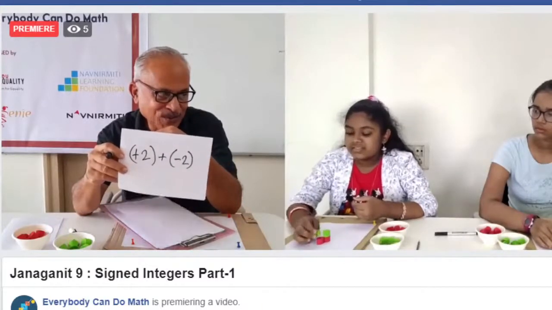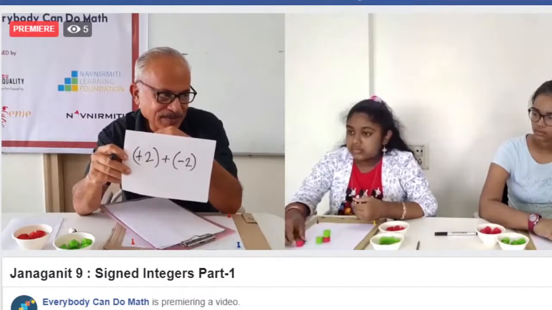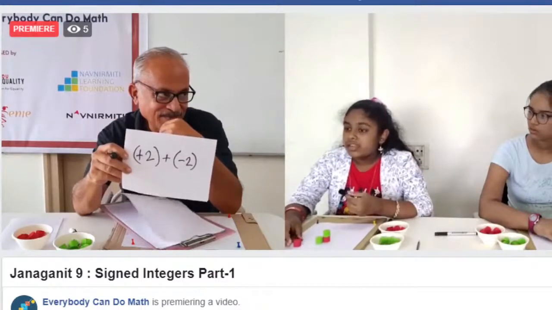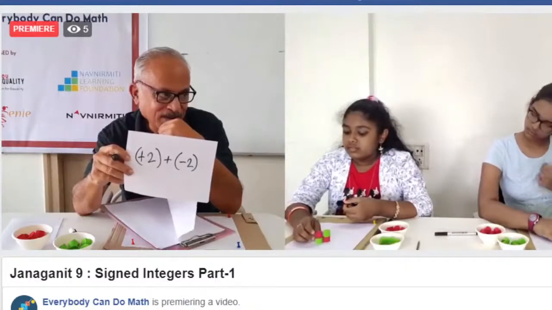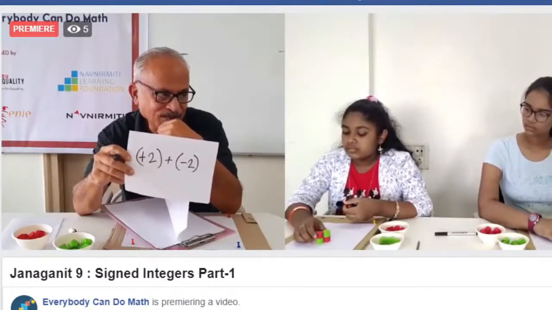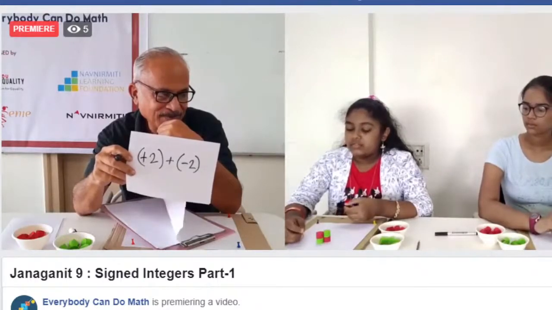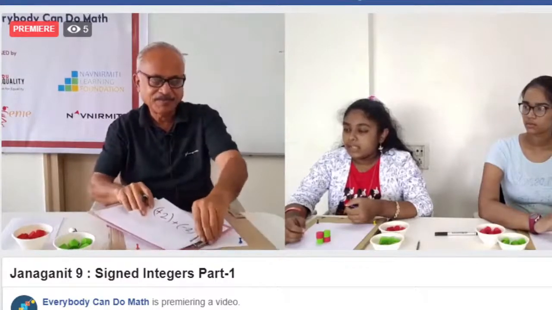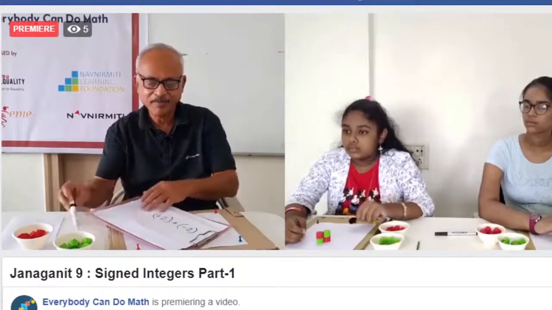Show me one zero, hold it up in your hand. That is not zero, that is one. Hold that, what is that? Negative one. That is also not zero. I want you to hold up a zero. Something which is worth zero. Just hold it up in your hand. Think about it.